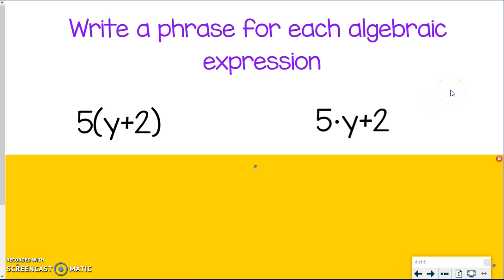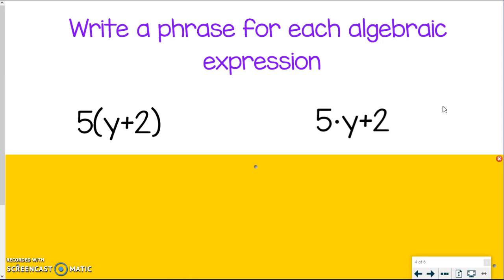So I want you to write a phrase for each algebraic expression. So you've got 5 parentheses y plus 2, and then 5 times y plus 2. So go ahead, and you can't use the phrases I just said, because those are just the symbols, not actually telling what the expression is. So use the example we just did before to help you out. Pause the video, see if you can do it, and I'll reveal the answers in a moment when you unpause the video.